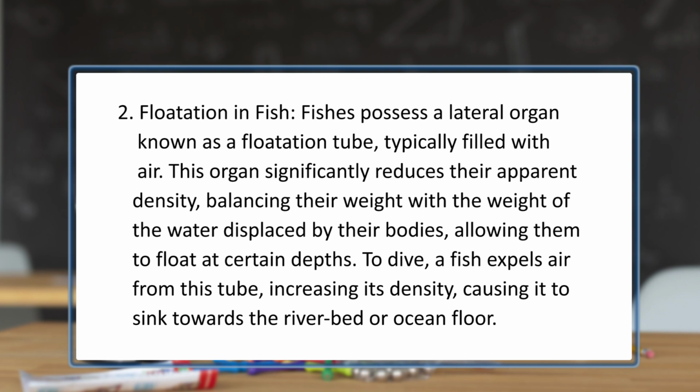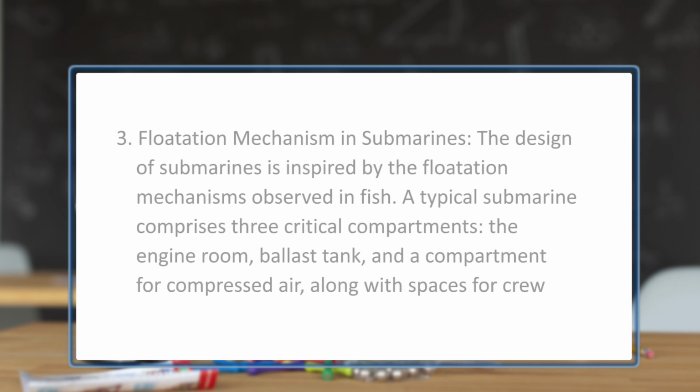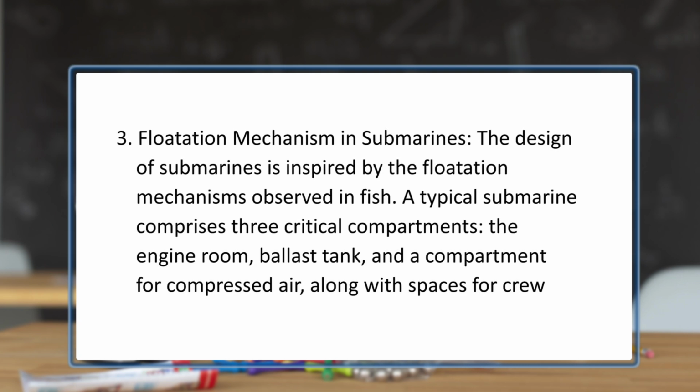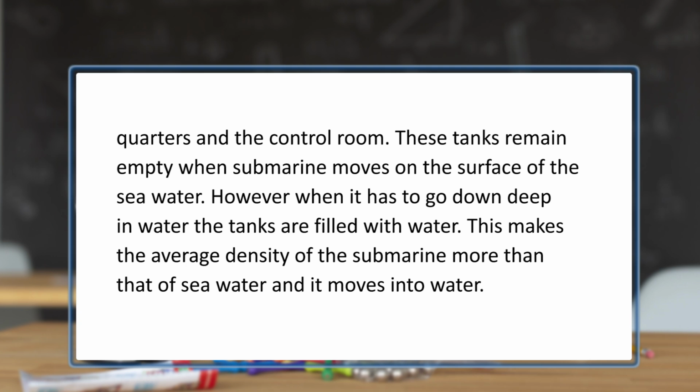To dive, a fish expels air from this tube, increasing its density, causing it to sink towards the riverbed or ocean floor. 3. Flotation mechanism in submarines. The design of submarines is inspired by the flotation mechanisms observed in fish. A typical submarine comprises three critical compartments: the engine room, ballast tank, and a compartment for compressed air, along with spaces for crew, motors and the control room.